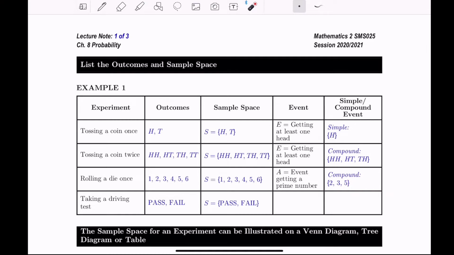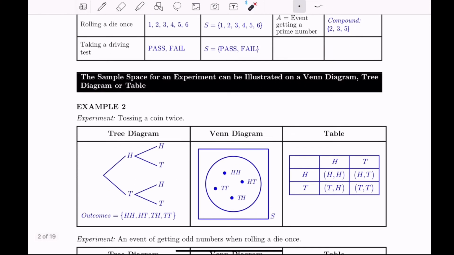Okay, the fourth experiment, or the last experiment, taking a driving test. So the outcome is either we're going to pass or fail. So the sample space is pass, fail, put in the curly bracket.